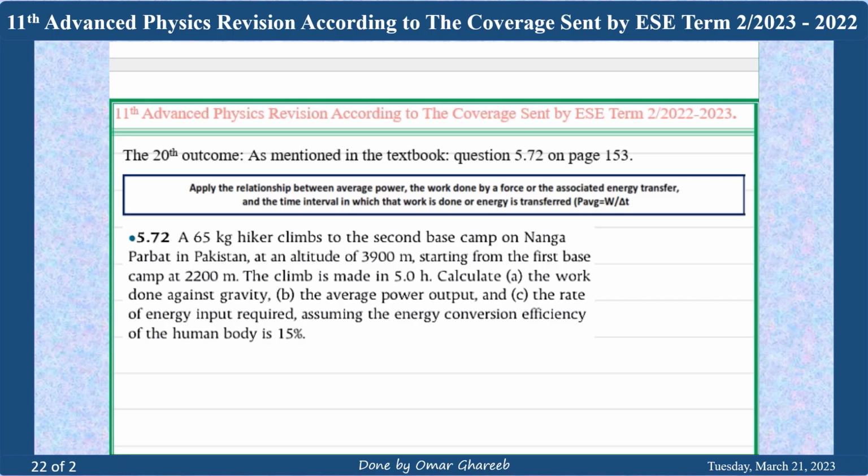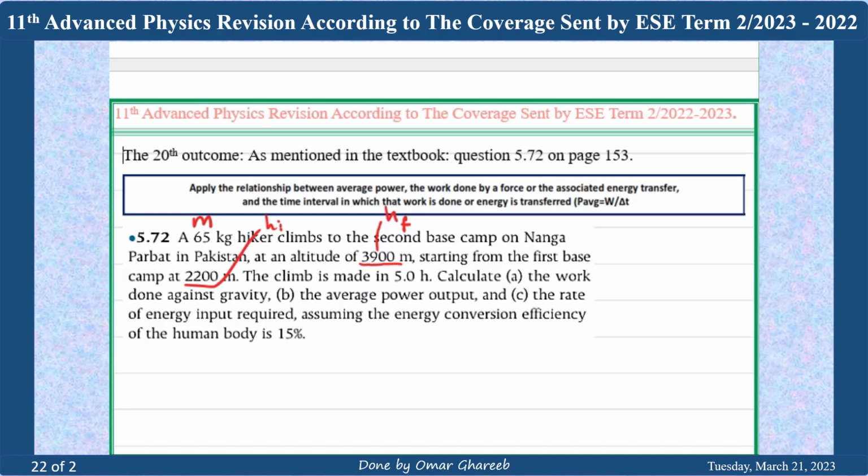Now here we have a 65 kilogram hiker. This is the mass M. Climbs to the second base camp on Nanga Parbat in Pakistan, at an altitude of 3,900 meters. Now it is the final altitude, then it is H final. Starting from, the meaning of from is the initial. From the first base at, this is H initial.